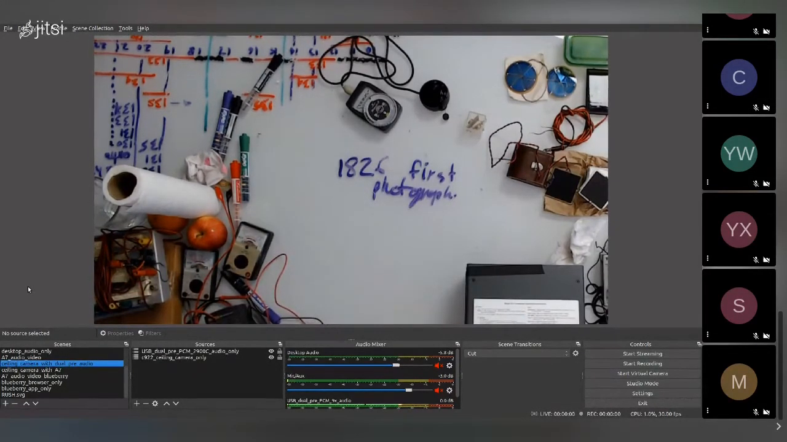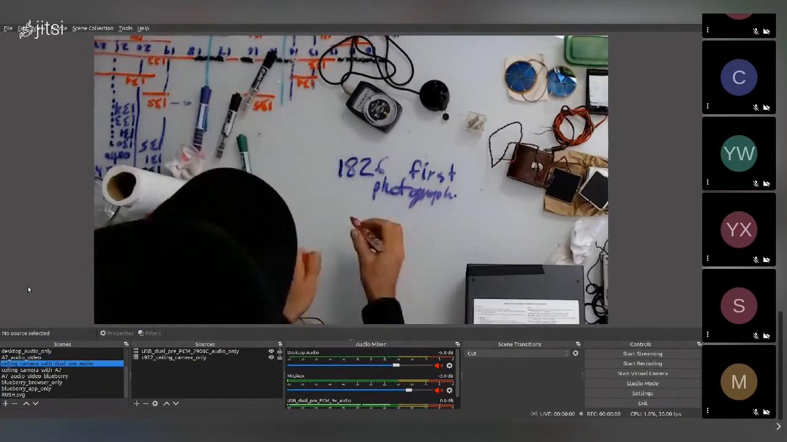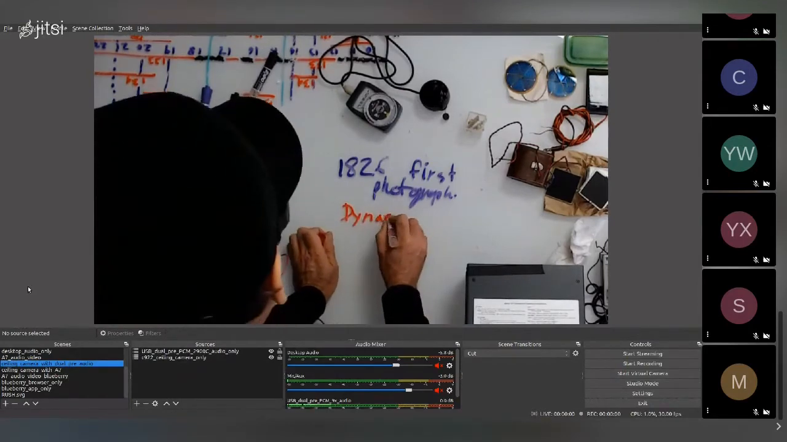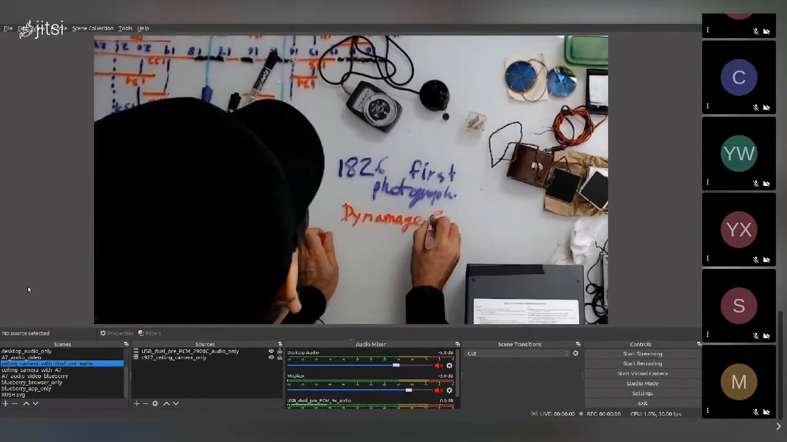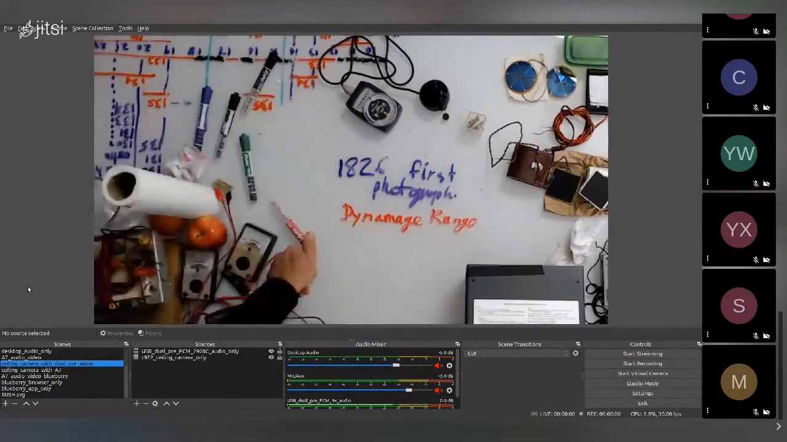So this suggests the very fundamental concept of dynamic range. What is the definition and conceptualization of this sort of damage?